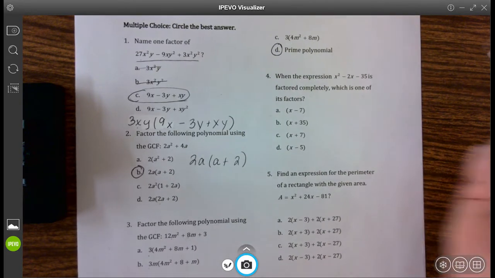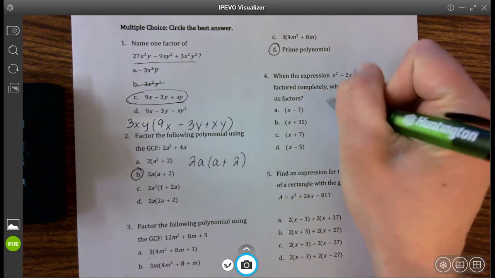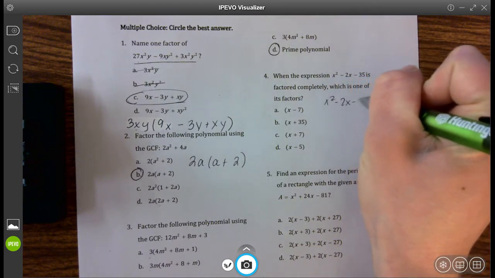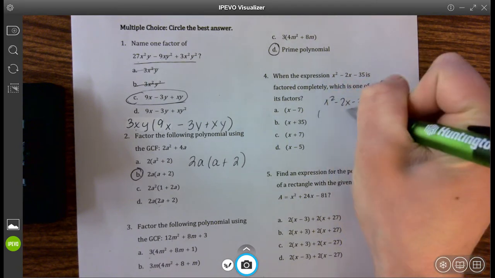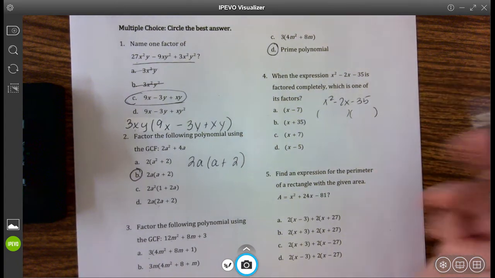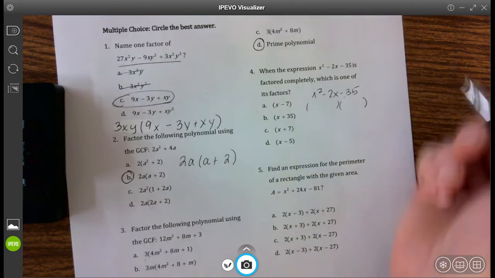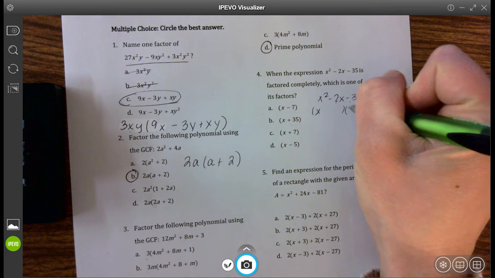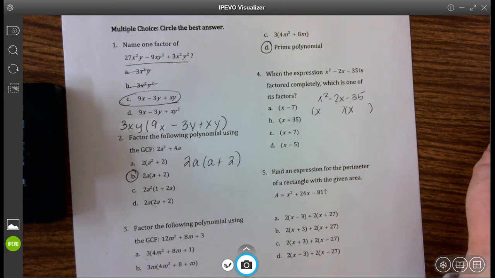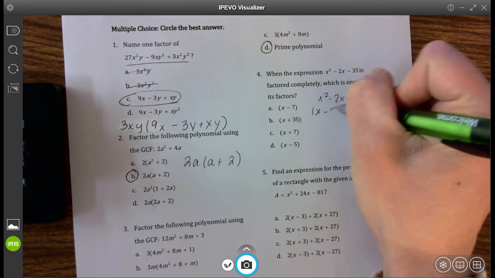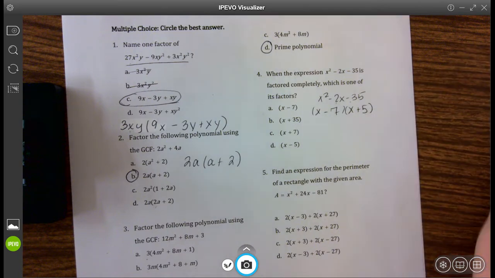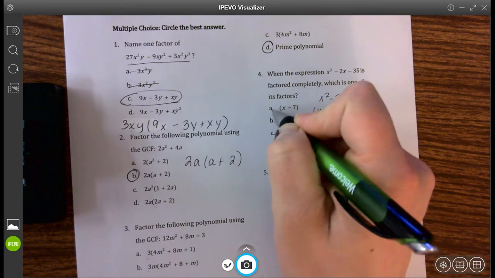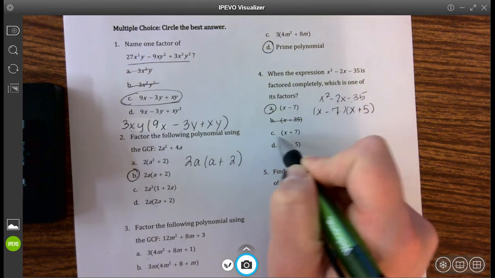Okay. When the expression x squared minus 2x minus 35 is factored, which was one of its factors? Well, we have 3 terms. We don't have a plus in the back. So it's going to be x and x, and it's going to be minus 7 plus 5. So your answer is A. It's not this one, it's not this one, and it's not this one.